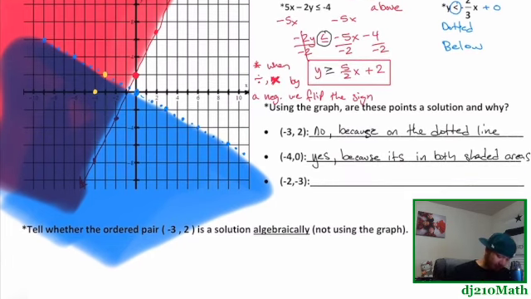All right, last but not least, -2, -3. So -2, -3. All right, so this is on the solid line. It's on the solid line, and it's in the blue, right? It's in both. This is definitely a yes. And it's in both shaded areas. Right, it's on the line of 1, which counts as being in the shaded area of the red, and it's in the shaded area of the blue.